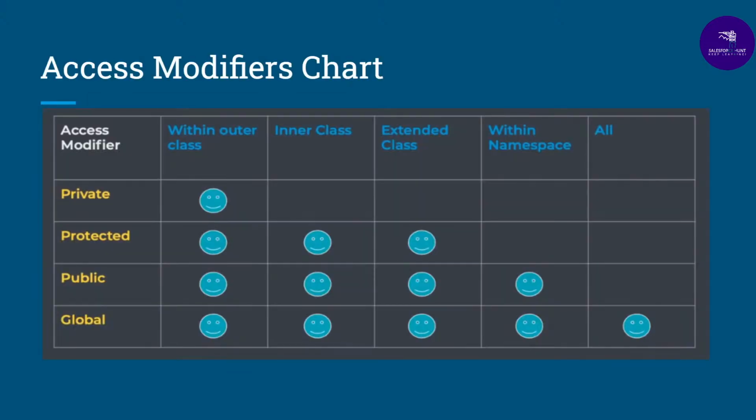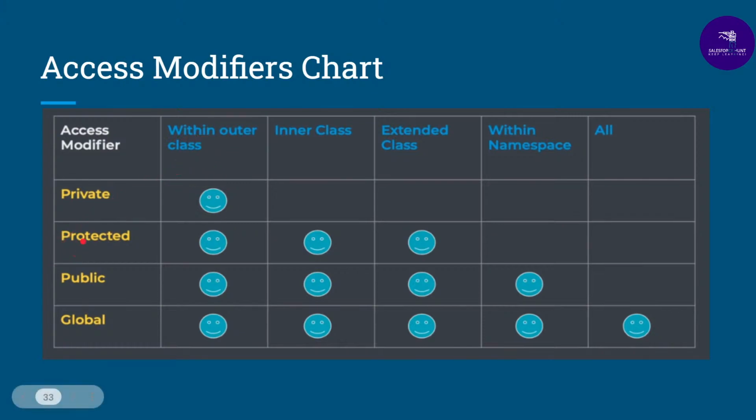Now here you can see the access modifiers chart. Based on this chart we can easily find the access specifier. Here you can see private, protected, public, global, right? Within our outer class we can use private only. We cannot use it in an inner class or extended class, that is inheritance. We will see inheritance in an upcoming session as well, within namespace and all, right? So private we can use only within the class. Okay, so this is the way.